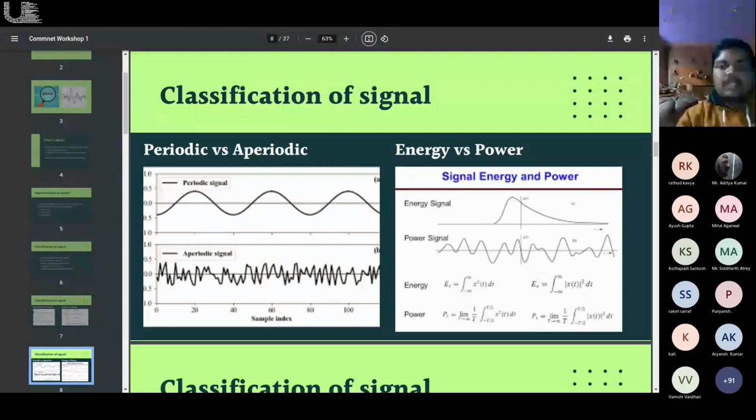So on the right side, we have energy versus power signal. It is a little bit difficult to understand. There is something in this to understand. If we talk about a signal, we represent a signal in 2D, x and y axes, with time on the x axis and the amplitude on the y axis.